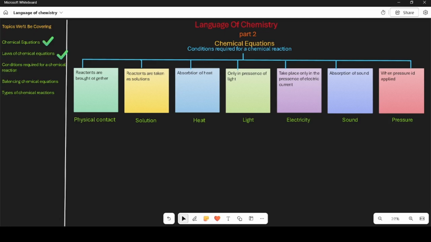A chemical reaction takes place only when the reactants are brought together in contact with each other. Let's take an example. When calcium oxide is mixed with water, we get calcium hydroxide, but calcium hydroxide is formed only when calcium oxide comes in contact with water. Otherwise, this reaction would not happen.